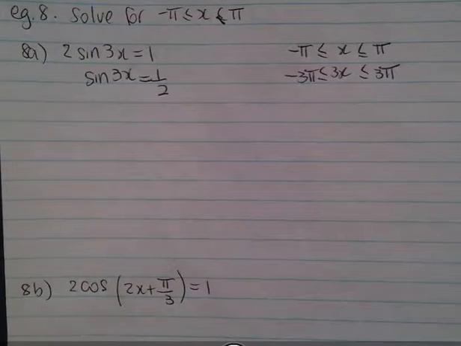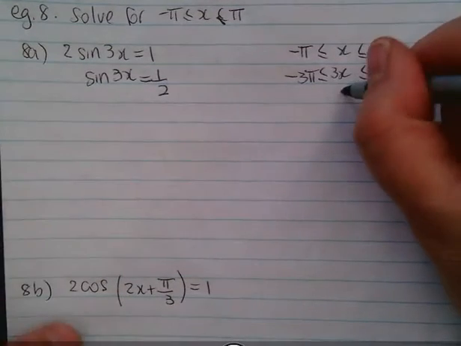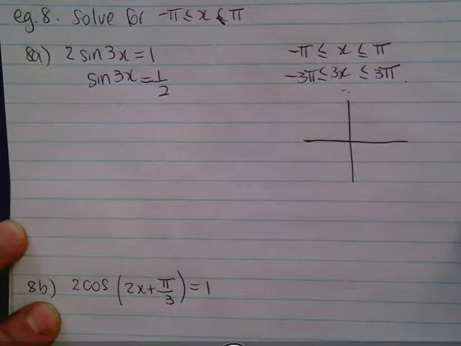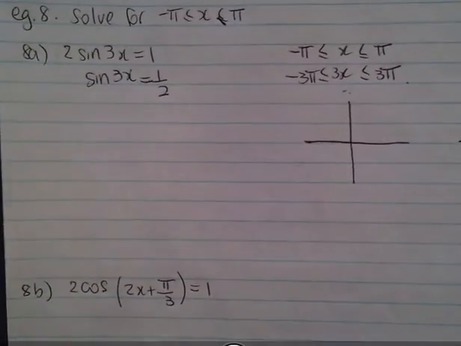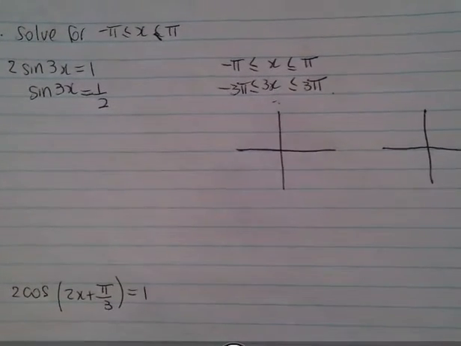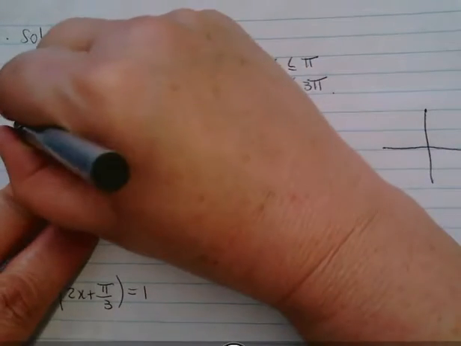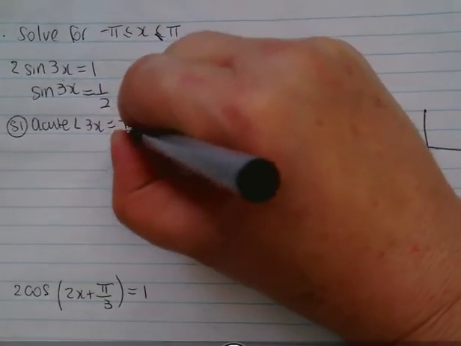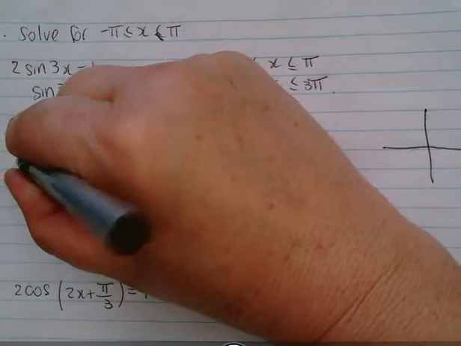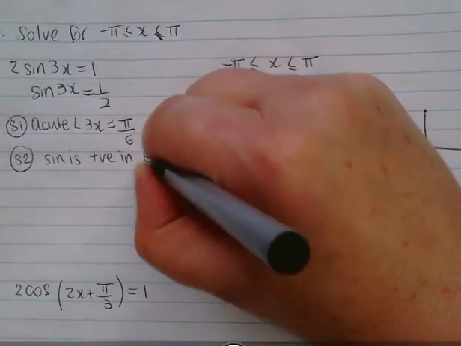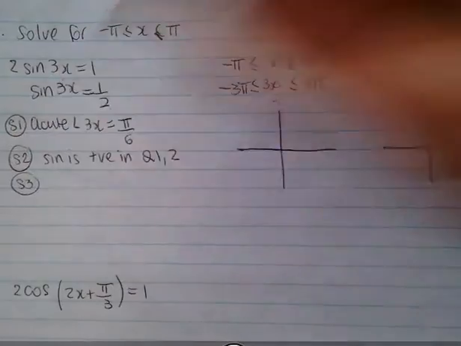So therefore, we need to look at our solutions, have to go from 0 to 3 pi and from 0 to negative 3 pi. So what I'm going to do, I'm going to have two separate graphs. One for the positive angles and one for the negative angles. Okay? So again, step 1, your acute angle. So my acute angle 3x, sine of what is a half? Well, it's sine 30, which is pi on 6. And my quadrant, step 2, sine is, in this case, positive in quadrants 1 and 2. And step 3 is to list my results.